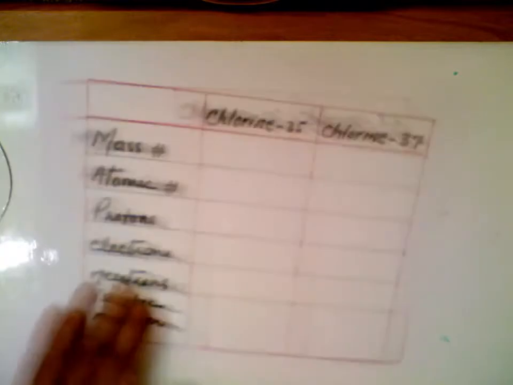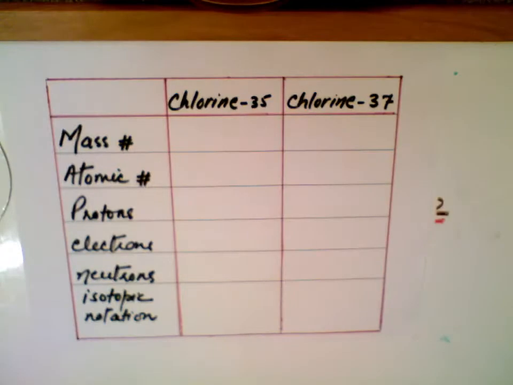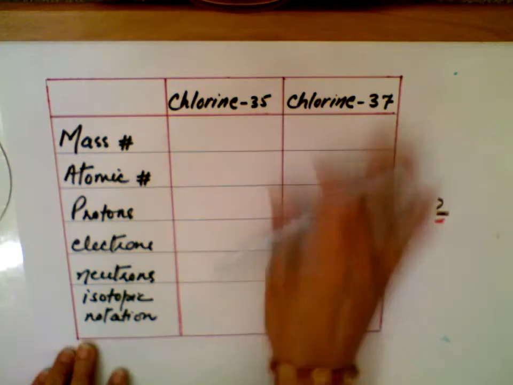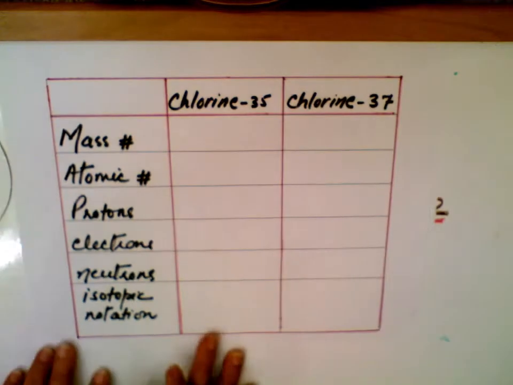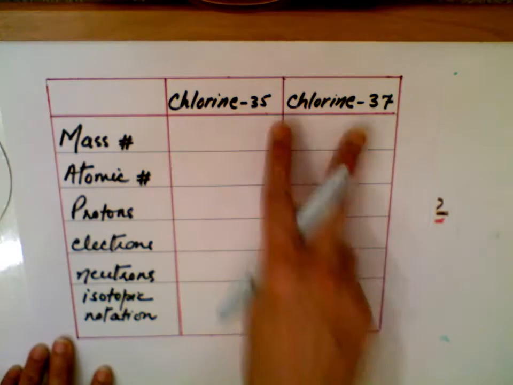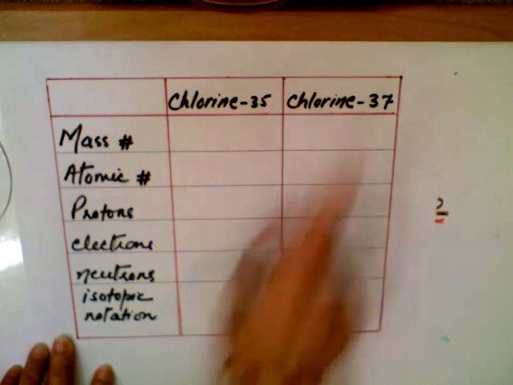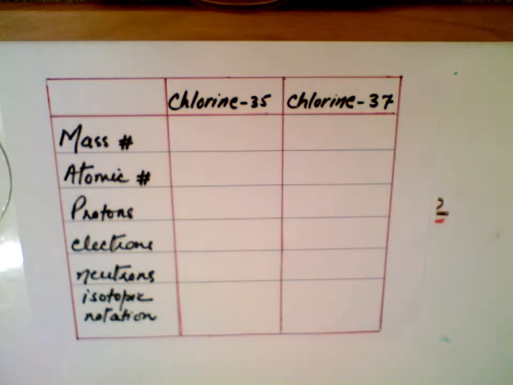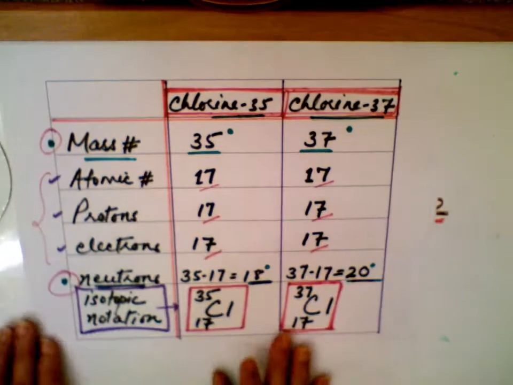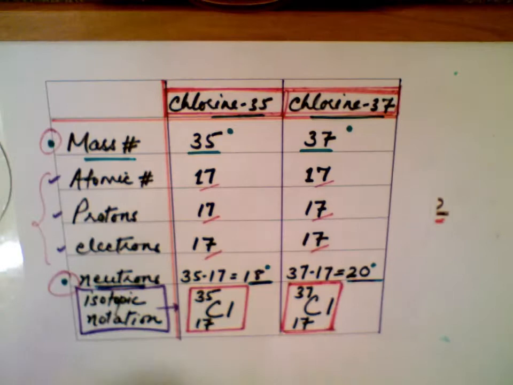Now you try this. Pause the video. For chlorine 35 and 37, just remember that 35 and 37 are the mass numbers, not the atomic number. Again, you're not going to find both the isotopes on the periodic table. Whichever is more prevalent is the one that is going to be on the periodic table. So out of all those isotopes, if this is what you got, that means you got it.